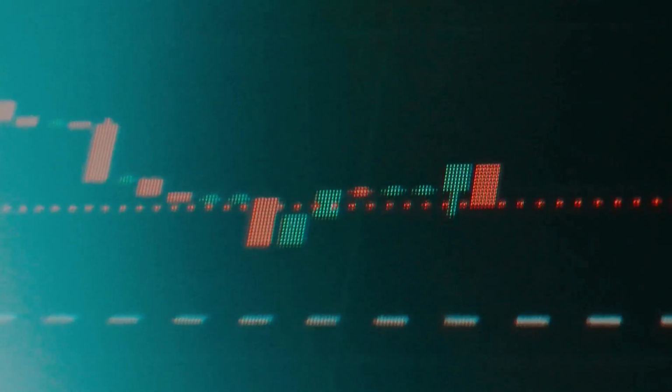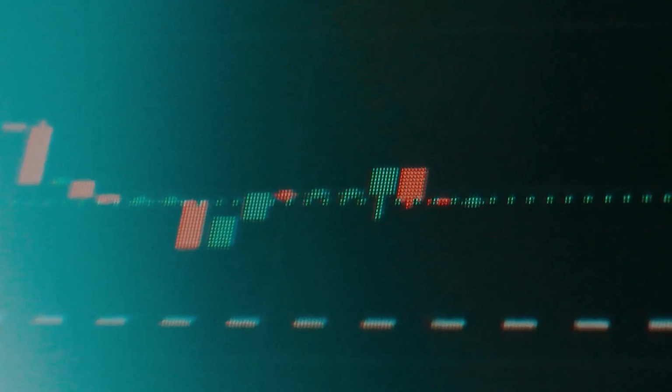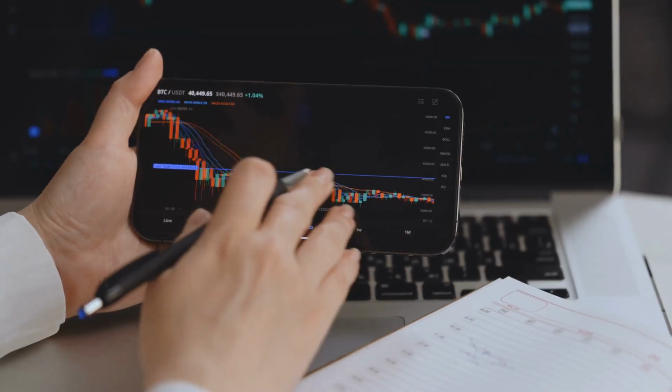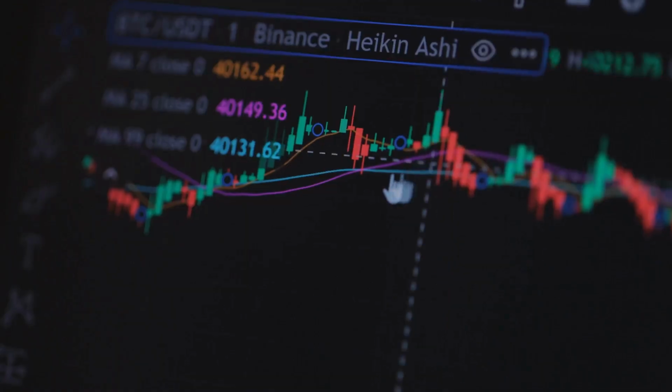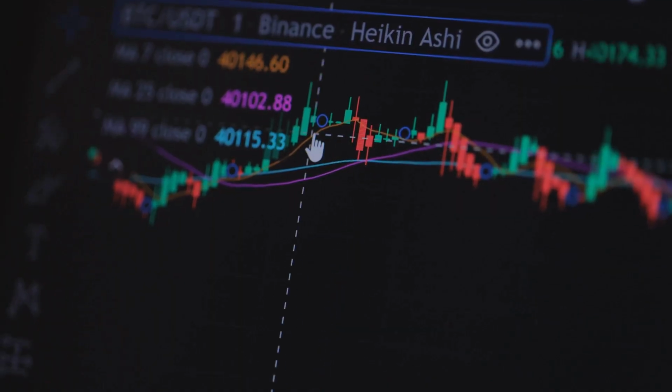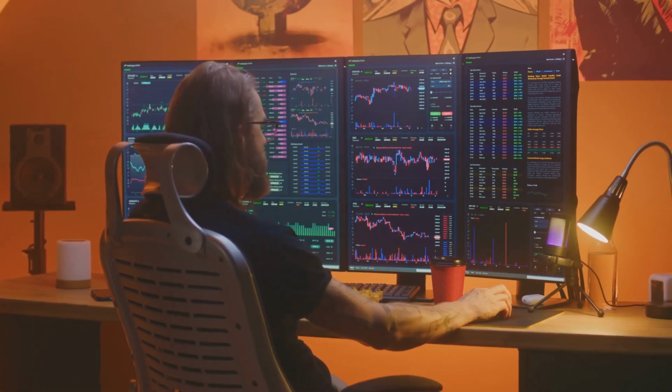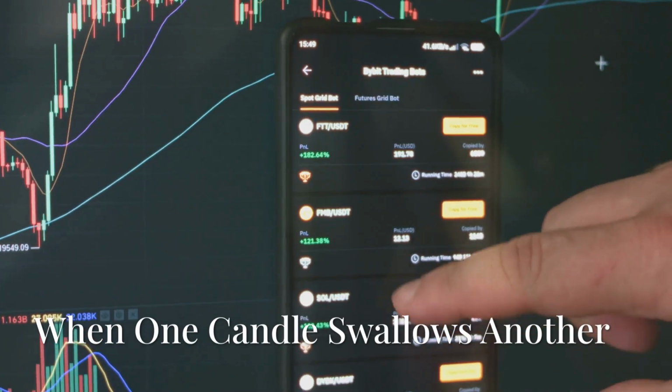The color matters. A green hammer or red hanging man is more potent. Always wait for confirmation, a strong candle in the new direction, before acting. These patterns show a dramatic shift in control between buyers and sellers. Spotting them can help you catch major turning points. They're visual alerts that sentiment is changing. Use them to anticipate reversals and adjust your trades.